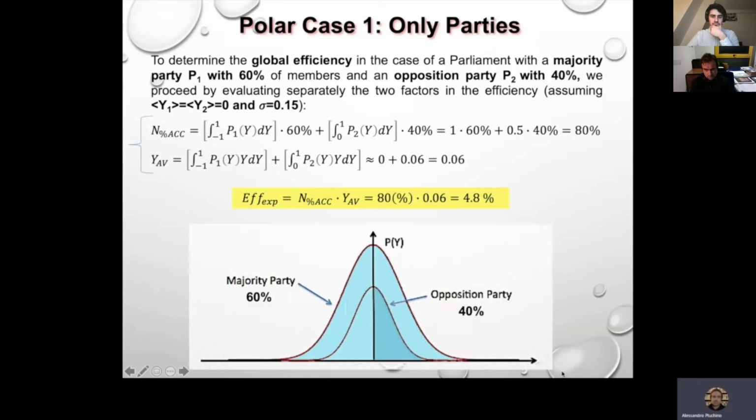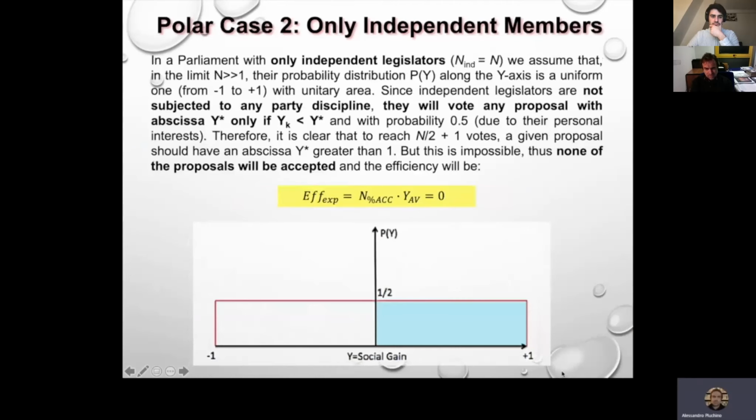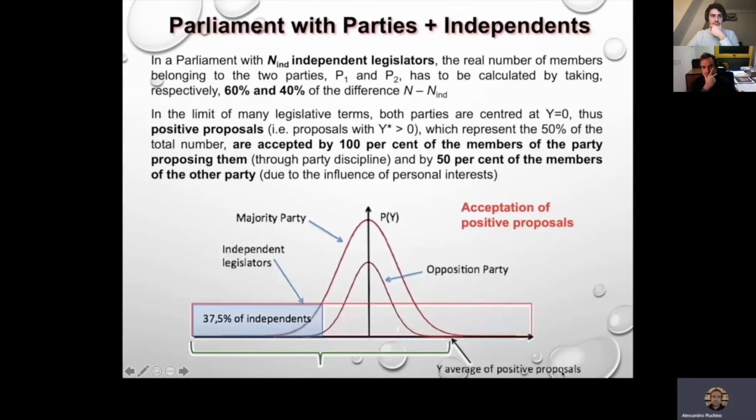The opposite case is a parliament with only independent members, whose distribution, in the limit of many legislatures, can be assumed as uniform. Being not subjected to any party discipline, each legislator will vote a given proposal with abscissa y star only if his position y is smaller than y star. But due to his personal interests, he will vote for only 1/2 of the proposals fulfilling this condition. Therefore, it is evident that none of the proposals, not even those with a very high social gain, will be able to reach the majority of votes to be accepted. Then the global efficiency, in this case, will be 0.